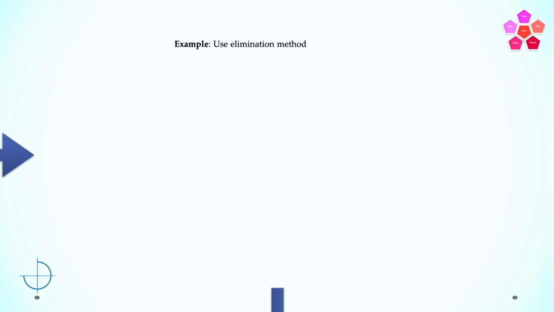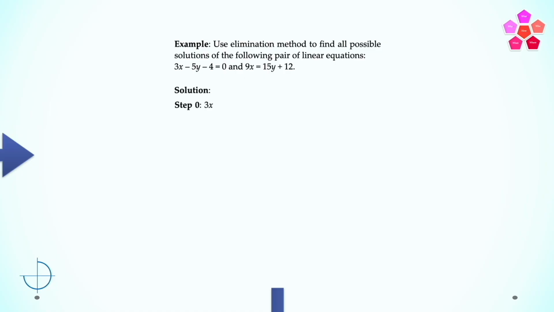Use elimination method to find all possible solutions of the following pair of linear equations: 3x minus 5y minus 4 is equal to 0 and 9x is equal to 15y plus 12. The solution is, again, step 0, 3x minus 5y minus 4 is equal to 0, as the equation is equated to 0 is equation 1, but we are simplifying the other equation, and finally we get 9x minus 15y minus 12 is equal to 0 as a second equation. Here we are equating all equalities to 0.